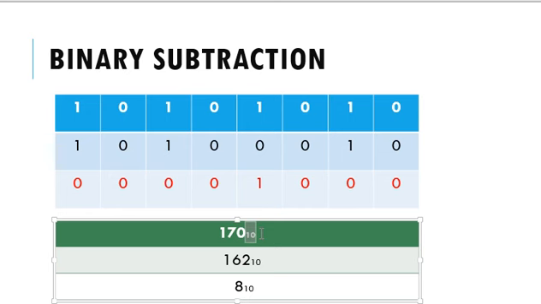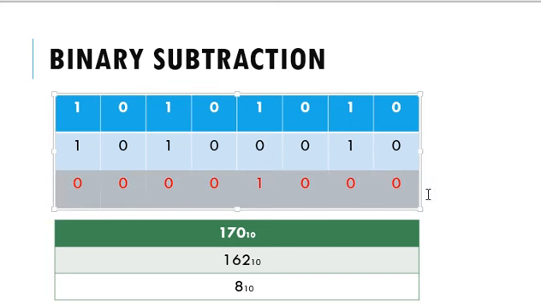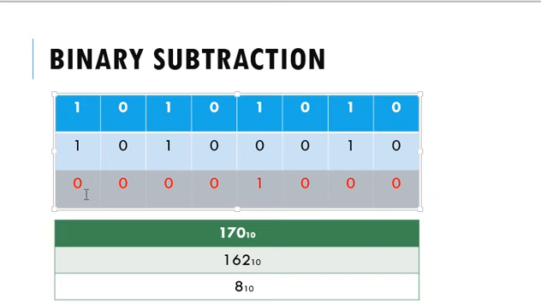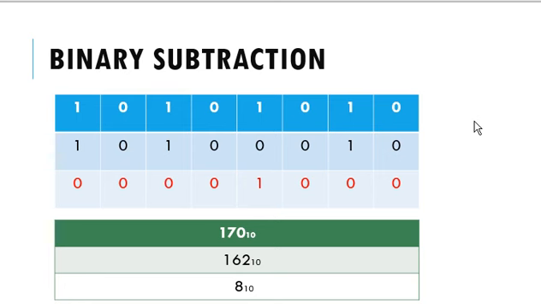Now let's go to our example. We have here 10101010 minus 10100010. By the way, the one highlighted in red is the result. Now class, let's solve it. When you solve subtraction, you solve it from right to left.